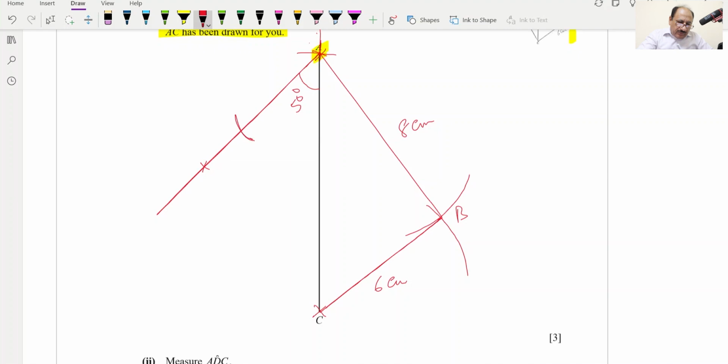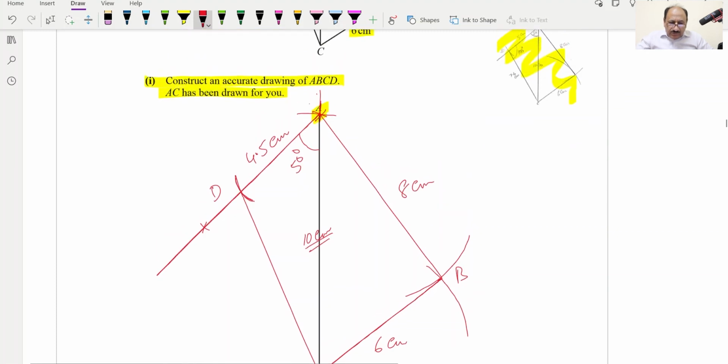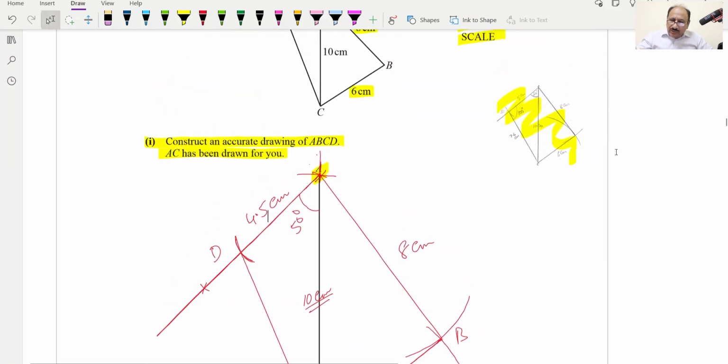And after making this arc, we have to join this with this point, which is D, and this will be 10 centimeter, which is already drawn for you. So this will be 4.5 centimeters. So this will be the way in which you will be drawing. And accurately I have drawn over here.